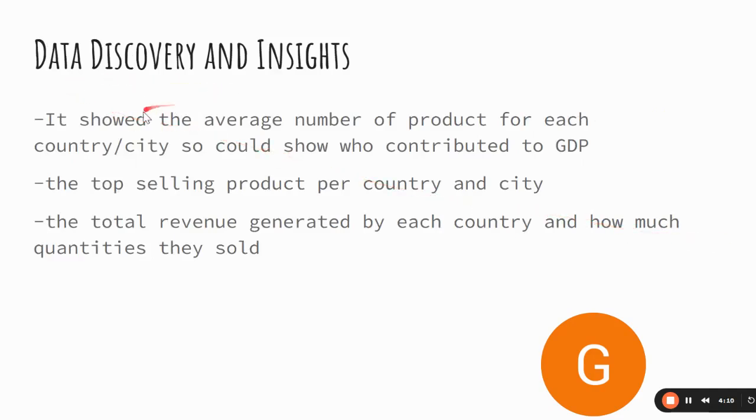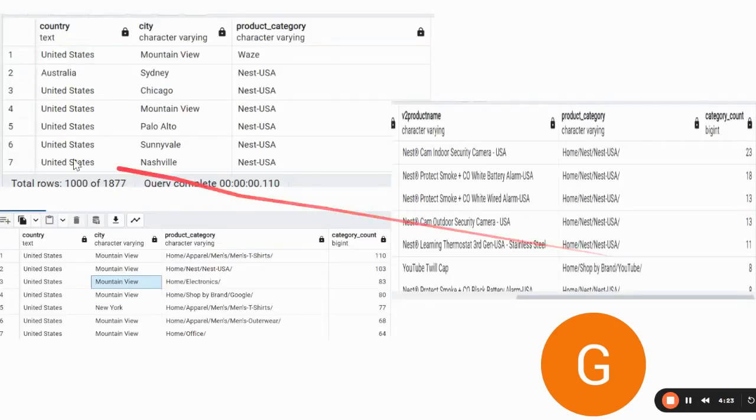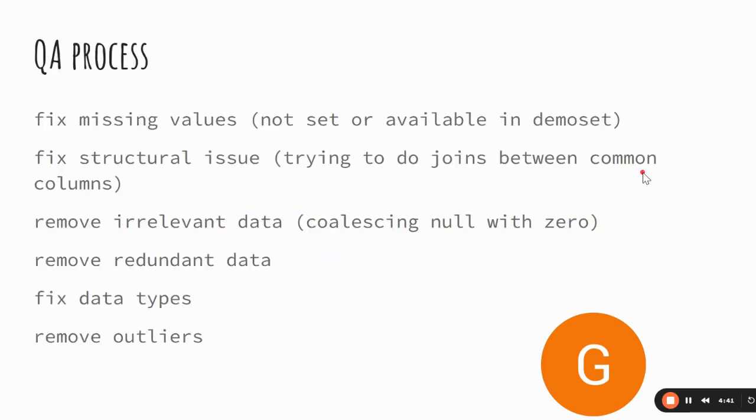Data discovery and insights. I showed the average number of products for each country and city, so it could show what contributed to GDP. Saw the top selling product per country and city. Used the total revenue generated by each country and how much quantities they sold. So we can see some of our tables here is country, city, product category. Here we have a category count for each of the different product categories. Over here, we just have more information on the product name. So this is the version 2 product name. It's slightly different than the other tables we have here.